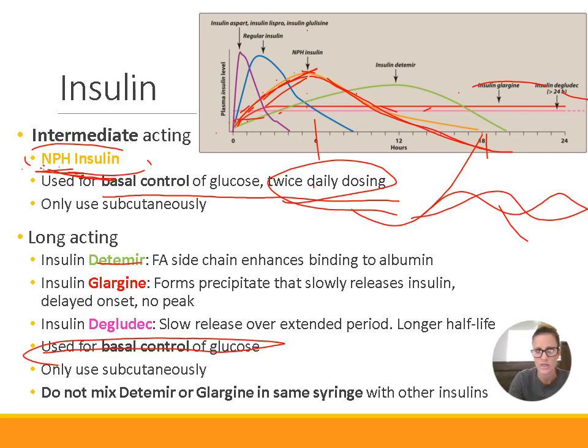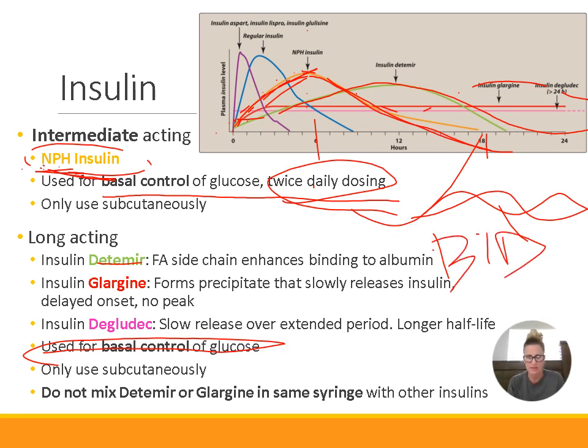So that's what you see in green, right? It's pretty flattened out, even more so than we see with the NPH. And again, a pretty long duration of action. The detemir, though, does still require twice daily dosing in most patients. So it's still considered long-acting, but still most patients are going to need BID dosing. Glargine and degludec, though, are nice, flattened out once-a-day doses.